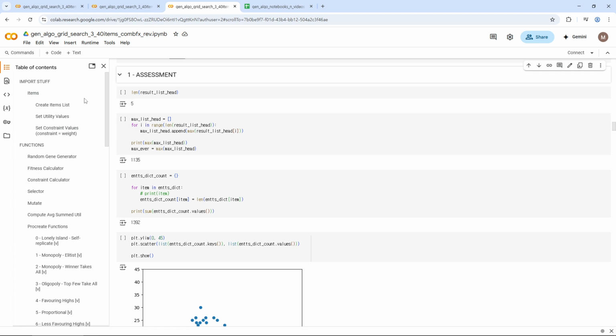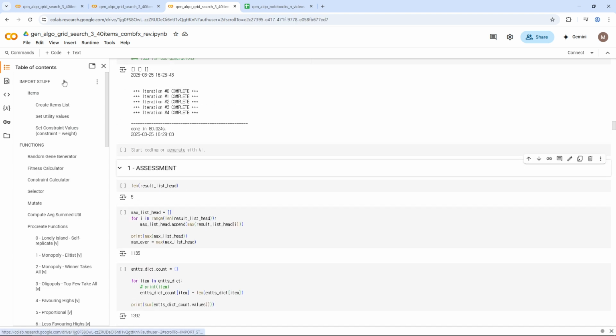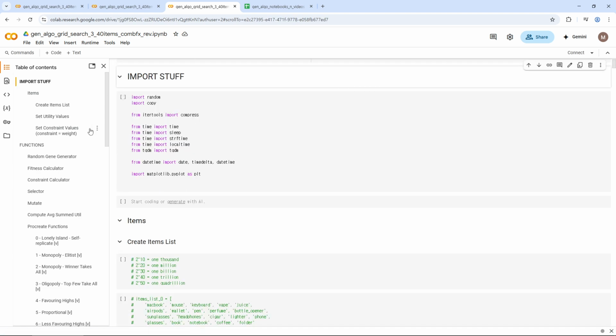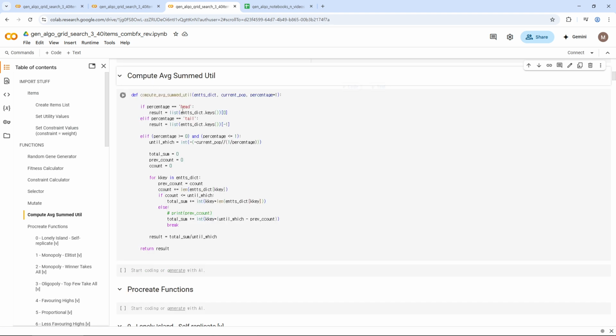So without further ado, I will get started. Most of the contents in this notebook are the same, except the part where I added the compute average summed utility function.